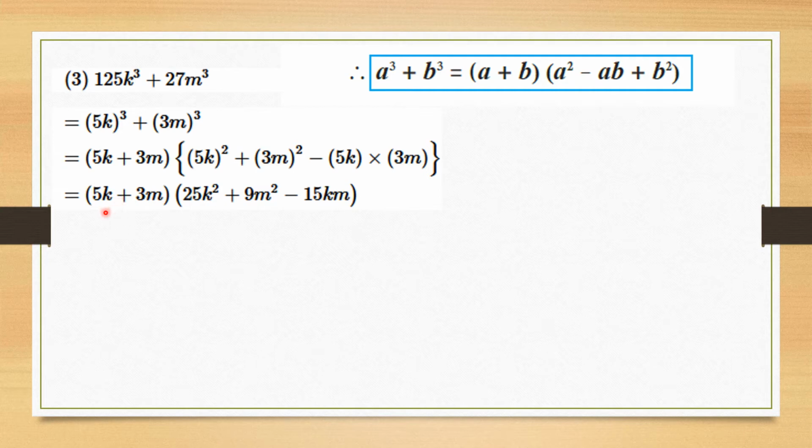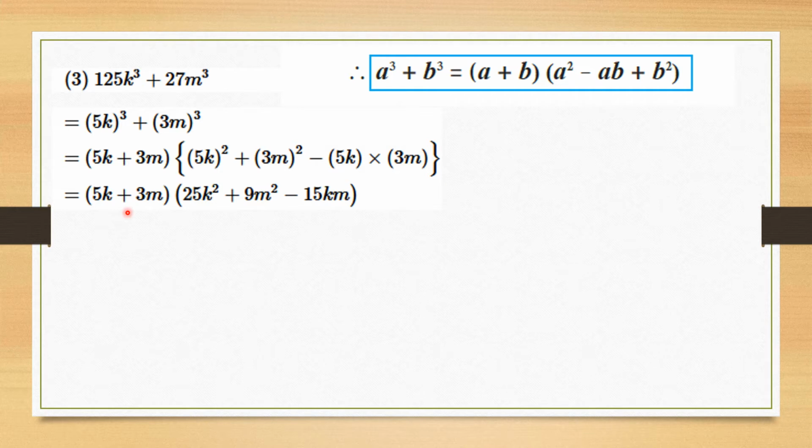Now we'll just simplify it further. This 5k plus 3m as it is. 5k the whole bracket square will become 25k square, plus 3m the whole bracket square will become 9m square, minus 5k into 3m. So first what you do is multiply 5 and 3. 5 into 3 will give you 15, and this km as it is.